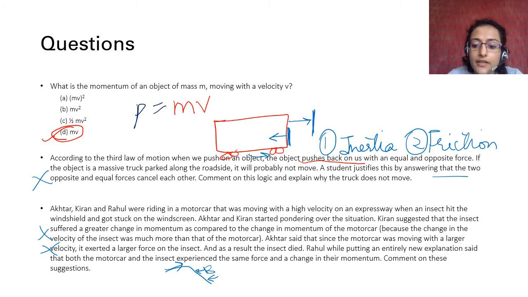Rahul, while putting an entirely new... yes, he said that both the motor car and the insect experience the same force and change in momentum. He is right because ये दोनों impact किया एक दूसरे से, right? Now you have also talked about the law of conservation of momentum. But in this case, third law of motion is equal and opposite reaction. So दोनों ने collision किया, insect पे भी same force लगा और इस पे भी same force लगा कार पे.